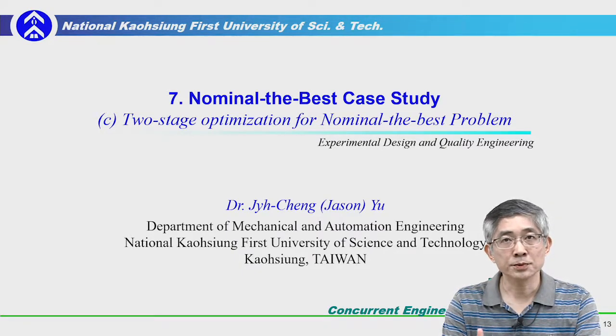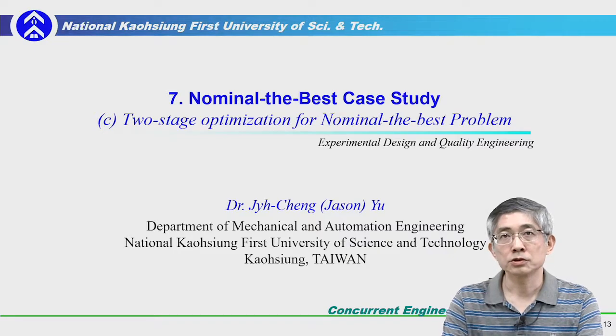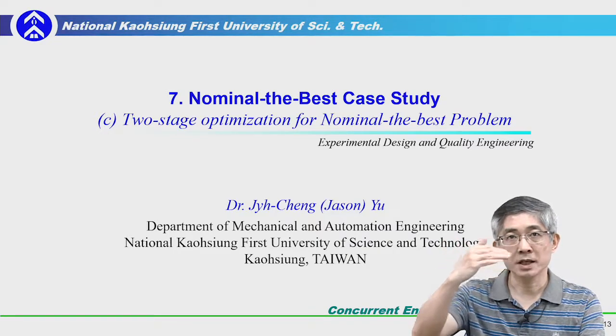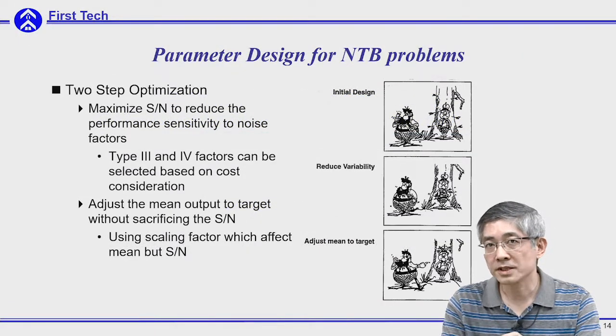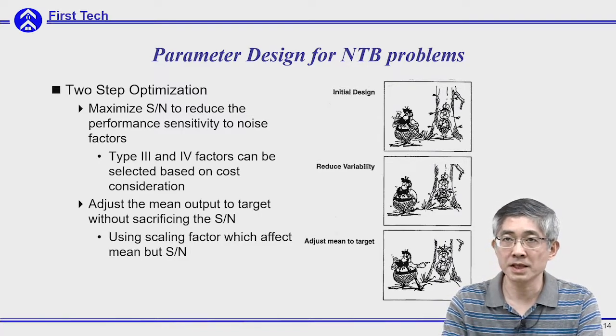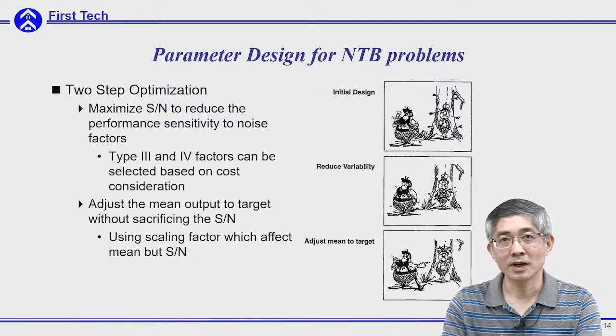The cantilever spring design example is a nominal-the-best problem. So we would like to use a two-stage optimization process to first optimize SN and also maintain the mean output at the target. Here we can use a very simple concept to represent why we need two-stage optimization for a nominal-the-best problem. Assume you are Robin Hood.